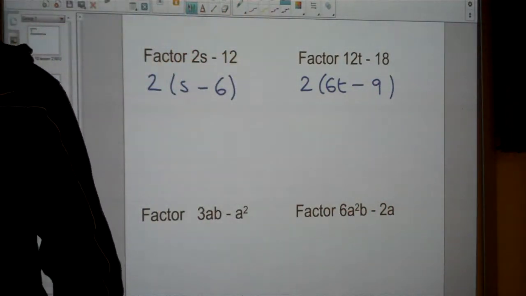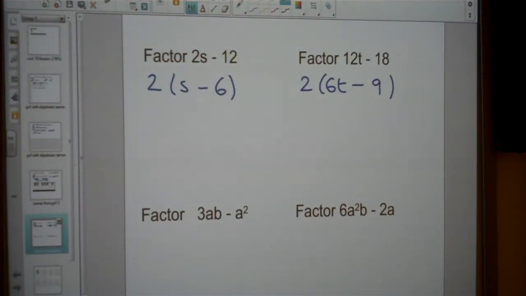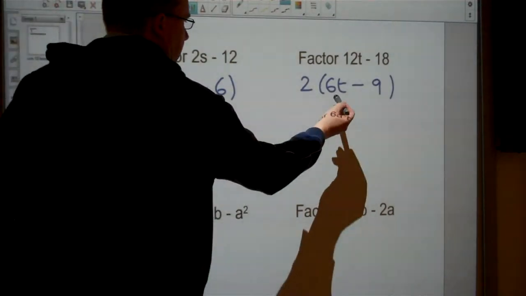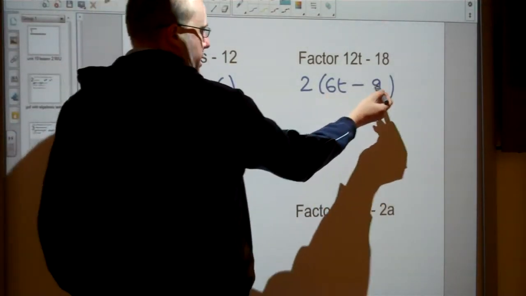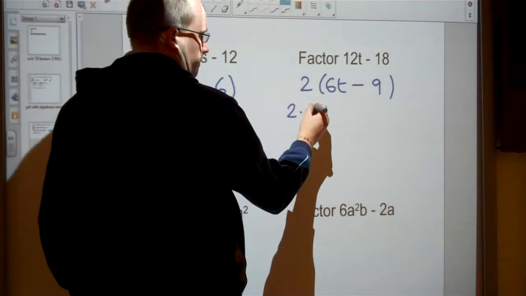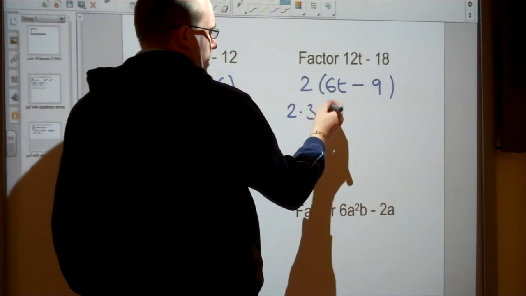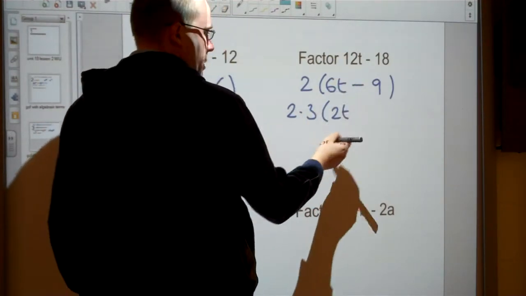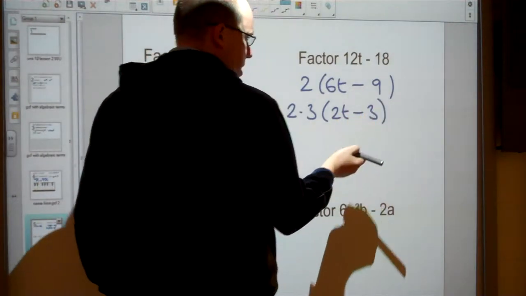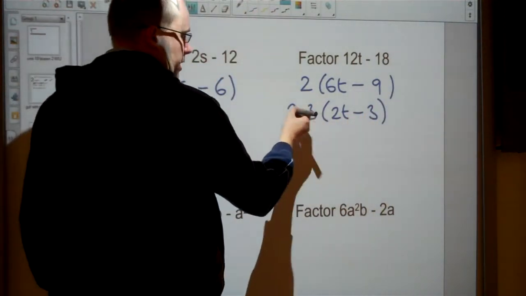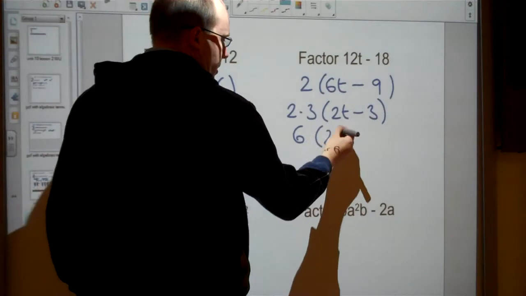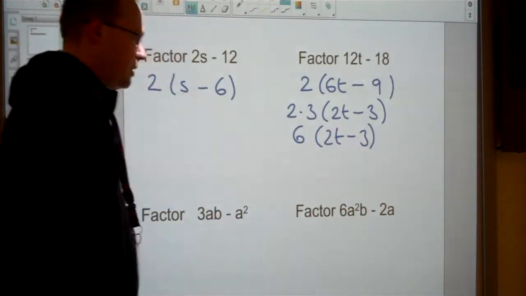Now, the only problem with this question is it should really say fully factor. And actually I've missed a factor, because if I go back in here, I can see that both of these have a factor of 3 as well. So 3 times 2t would give me 6t, and 3 times 3 would give me 9. And if I simplify this at the start, I can see that I get 6.